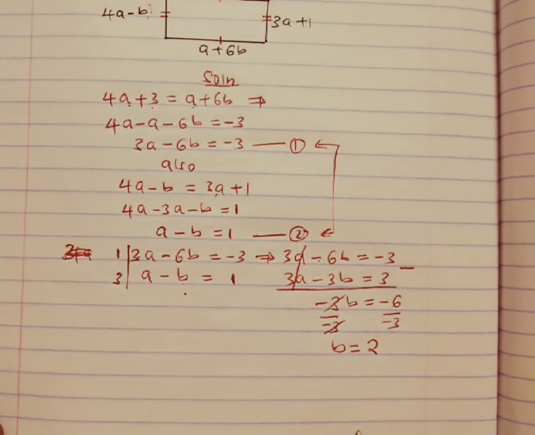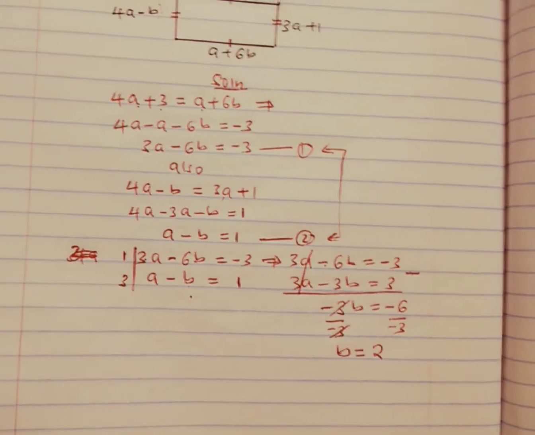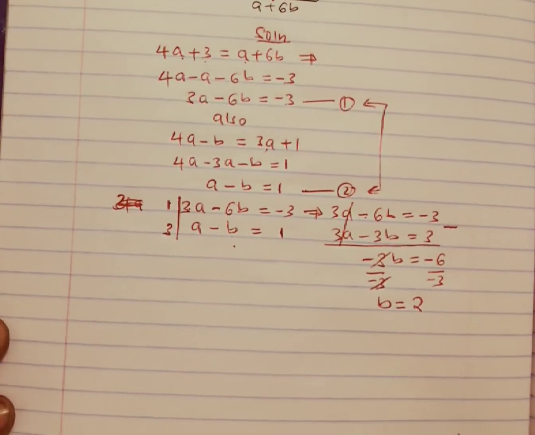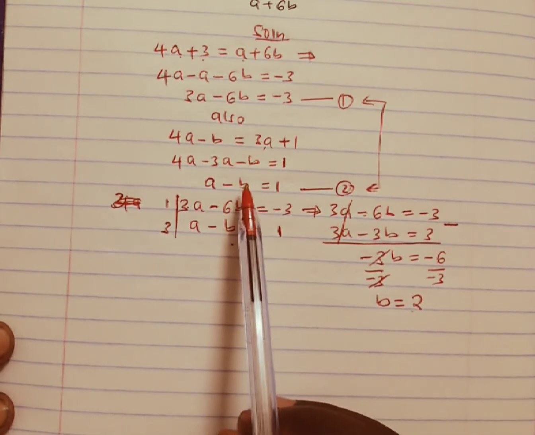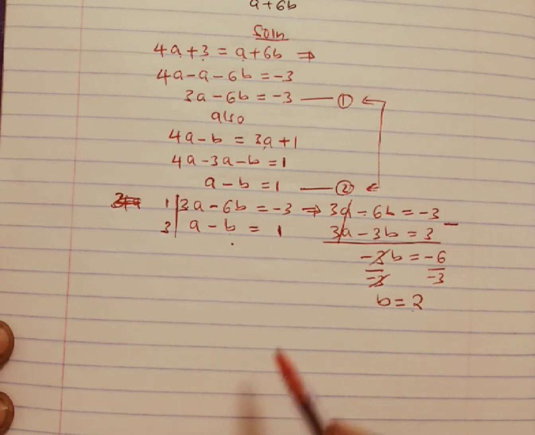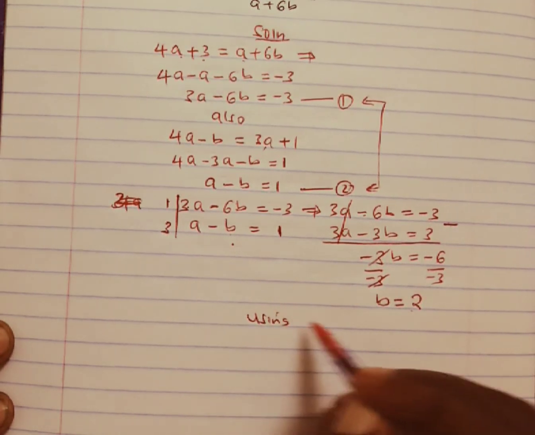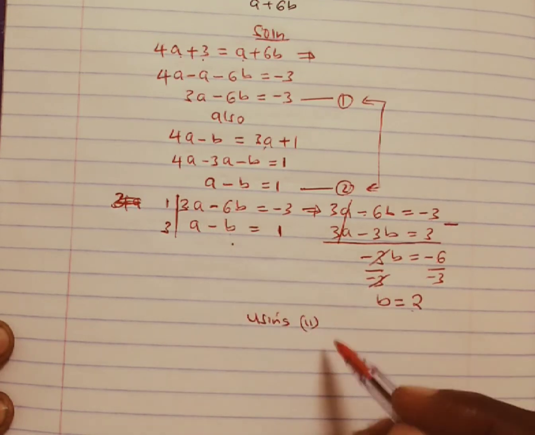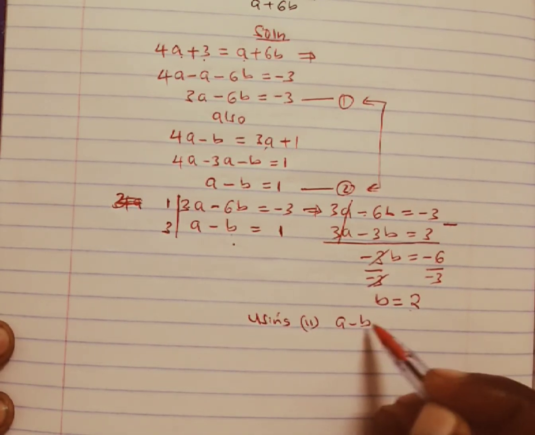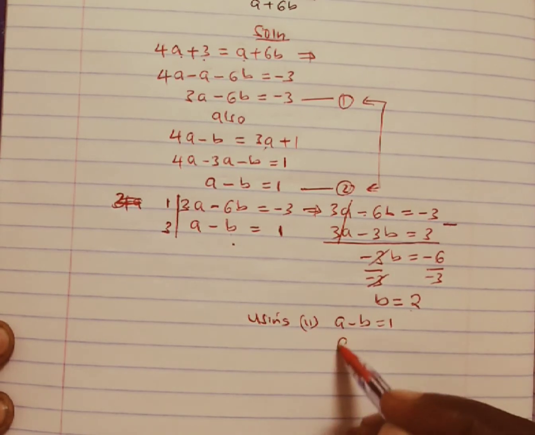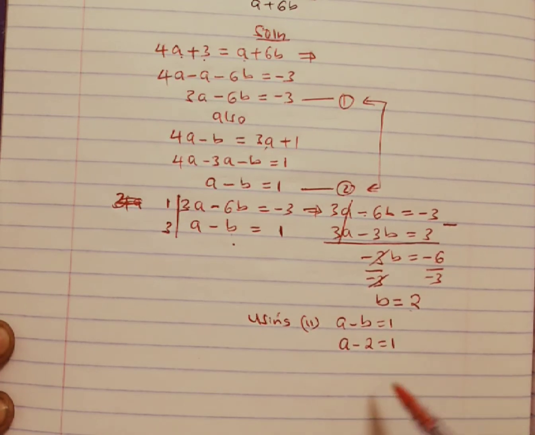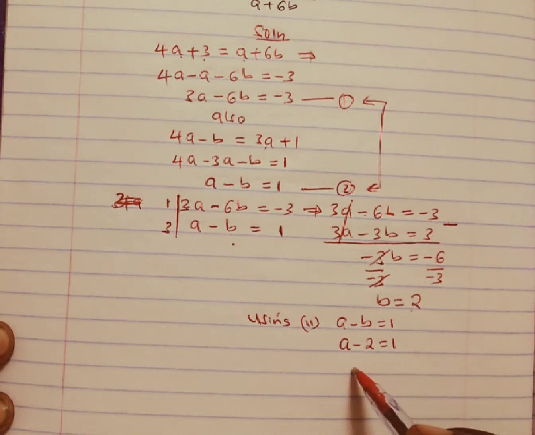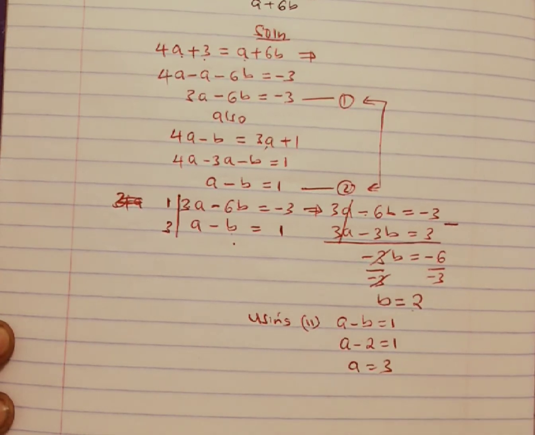Once we have the value of B, we can substitute it in either equation 1 or equation 2 for us to get the value of A. So we can say using equation 2, and equation 2 is where we have A minus B being equal to positive 1. So we have A minus the value of B, which is 2, and this one is going to be equal to 1. So if we take negative 2 to the other side, it becomes a plus, and therefore A is going to be equal to 3.